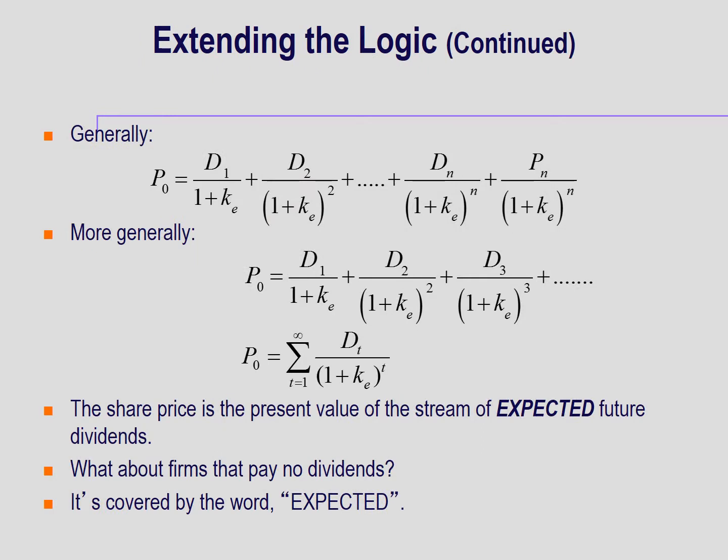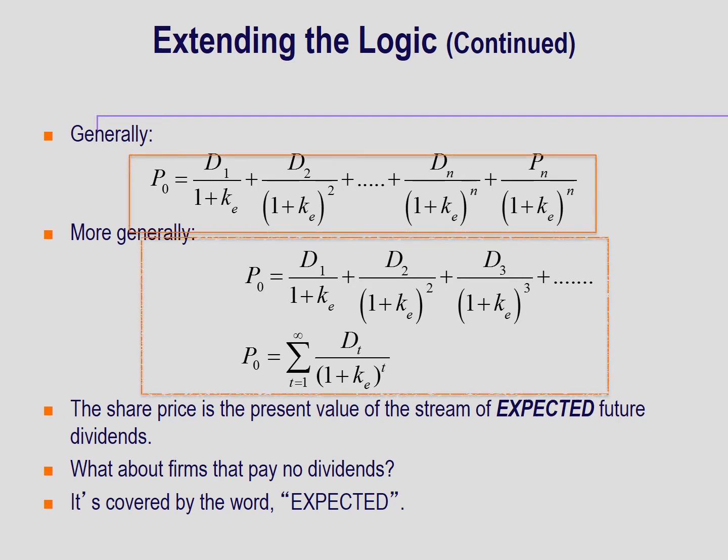We can extend our logic to cover any arbitrary number of time periods. Taking our logic to the limit, we see that the current share price is equal to the present value of the stream of expected dividends into the indefinite future.